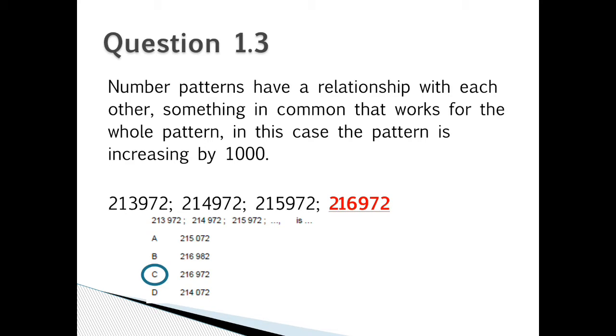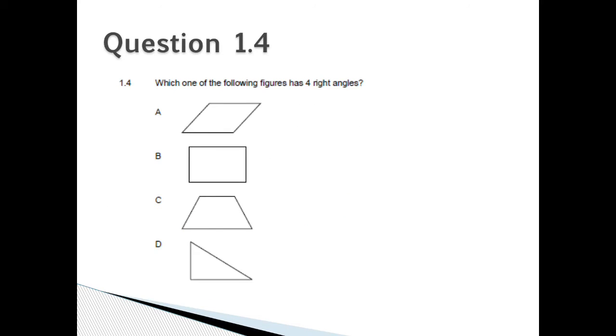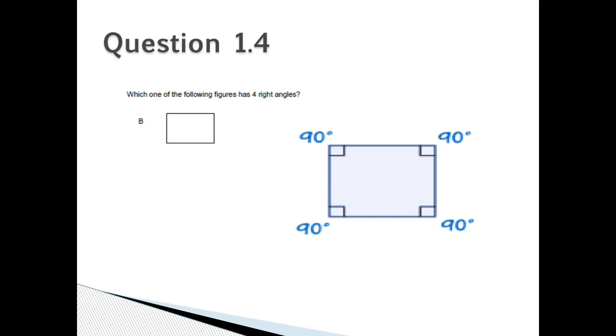In this case, the pattern is increasing by 1,000. So, the next number in the sequence is C, 216,972. Question 1.4. Which one of the following figures has 4 right angles? Is it A, B, C, or D? A right angle is a 90-degree angle. The rectangle, answer B, has got 4 right angles.